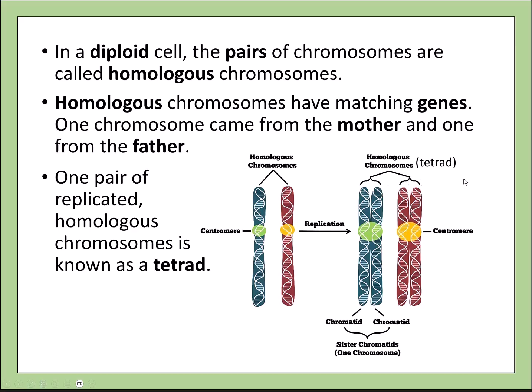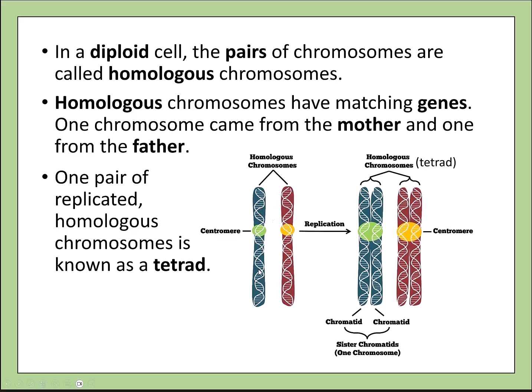Homologous chromosomes have matching genes. One chromosome came from the mother and one came from the father. So if these are homologous chromosomes here, they're going to have the same arrangement of genes. So maybe this gene segment up here codes for skin color, and this gene segment down here codes for hair color. But they are going to have the same set of genes on both of those homologous chromosomes. They may have different alleles on those two chromosomes. So this hair color gene might be a dominant allele from the dad and a recessive allele from the mom, but the genes are matching.